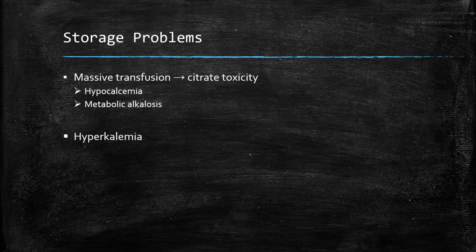In addition, blood can sit on the shelf for up to 42 days, but as time goes on, some of these cells will lyse, so older blood can be plagued with a high potassium load, which can result in clinical hyperkalemia if multiple units are transfused.